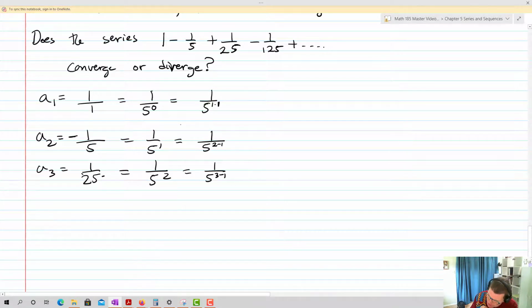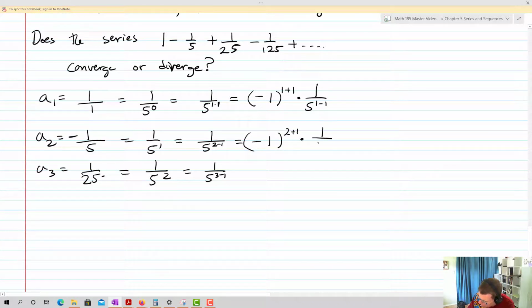So the first term is going to be positive. Since the first term is positive, I'm going to have it be negative 1 to the 1 plus 1, so 1 squared, times 1 over 5 to the 1 minus 1. And that's essentially how we're going to write this. And then we'll have negative 1 to the 2 plus 1 times 1 over 5 to the 2 minus 1. And so we can see what the pattern is now.